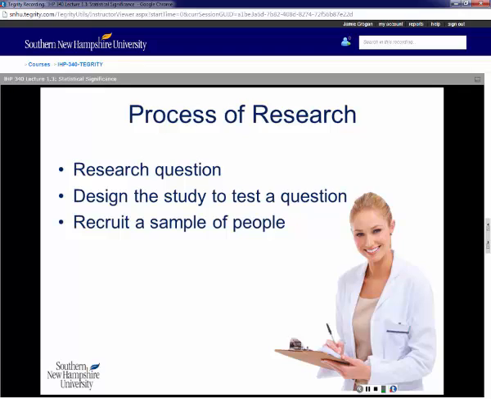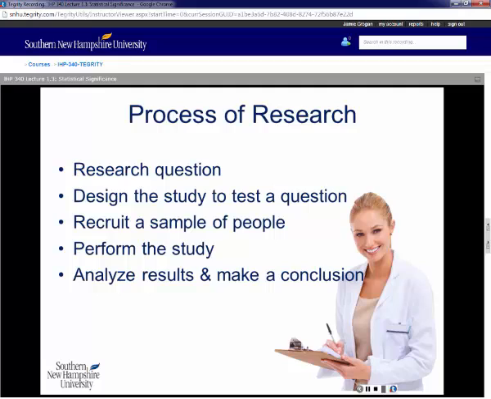So sometimes that research question is very specific to a certain population of people. And so that population is considered, and the researcher recruits a sample of people from that population of interest. Then they perform the study. They make all of the measurements, gather the data, and then they analyze their results using statistical tools, which we will talk about in this course, and then they make a conclusion based on those results.